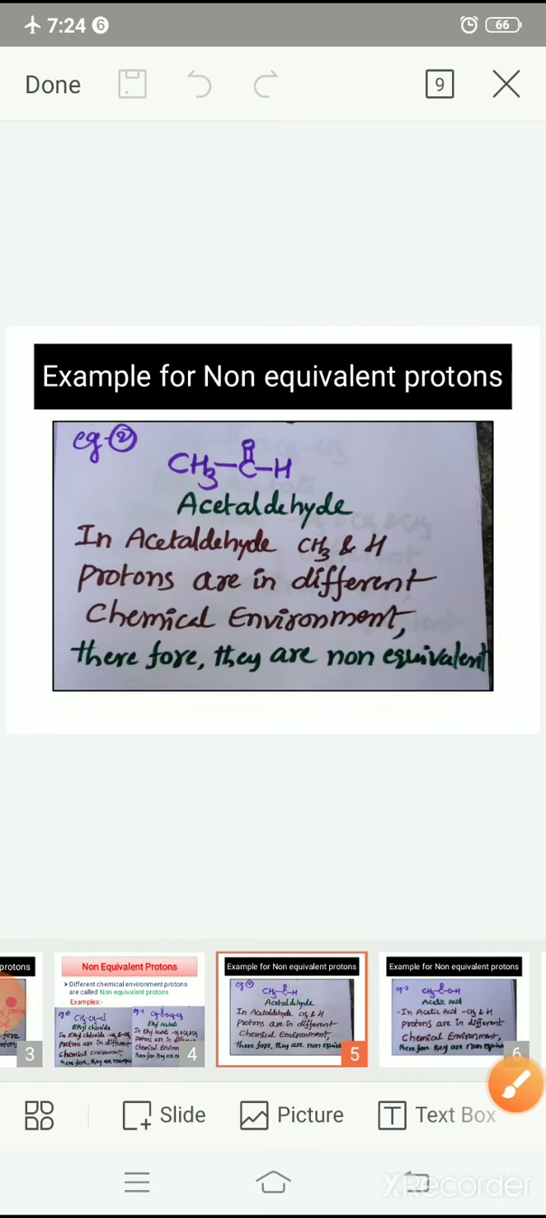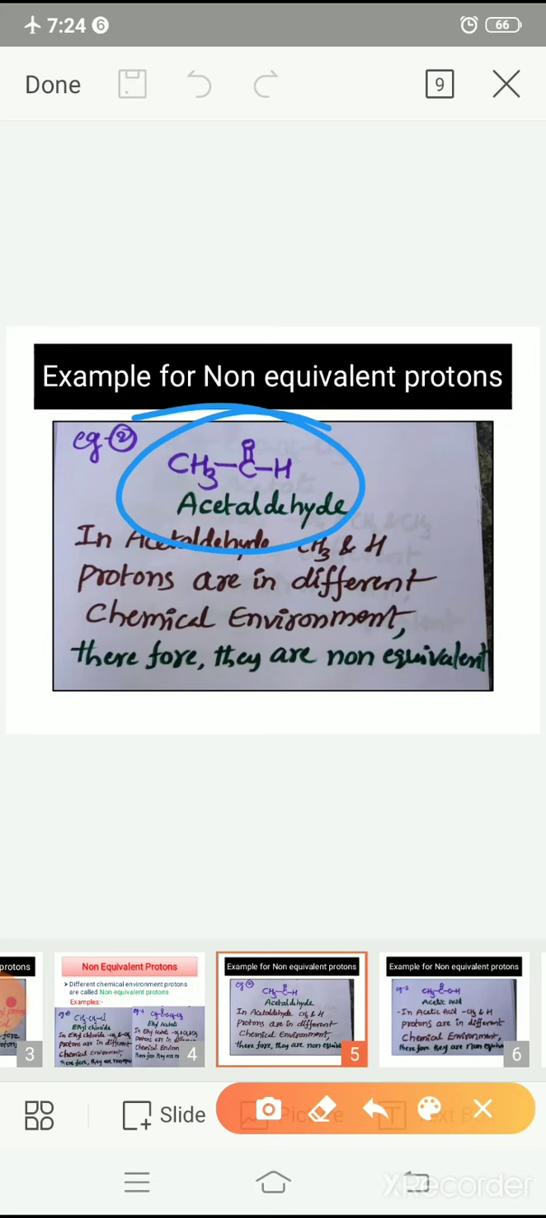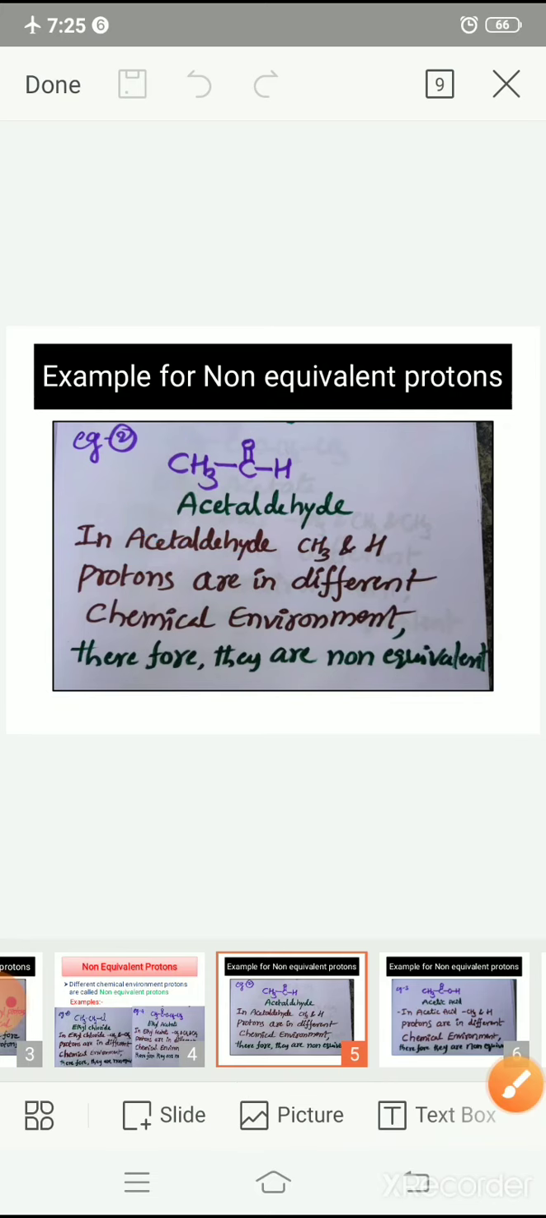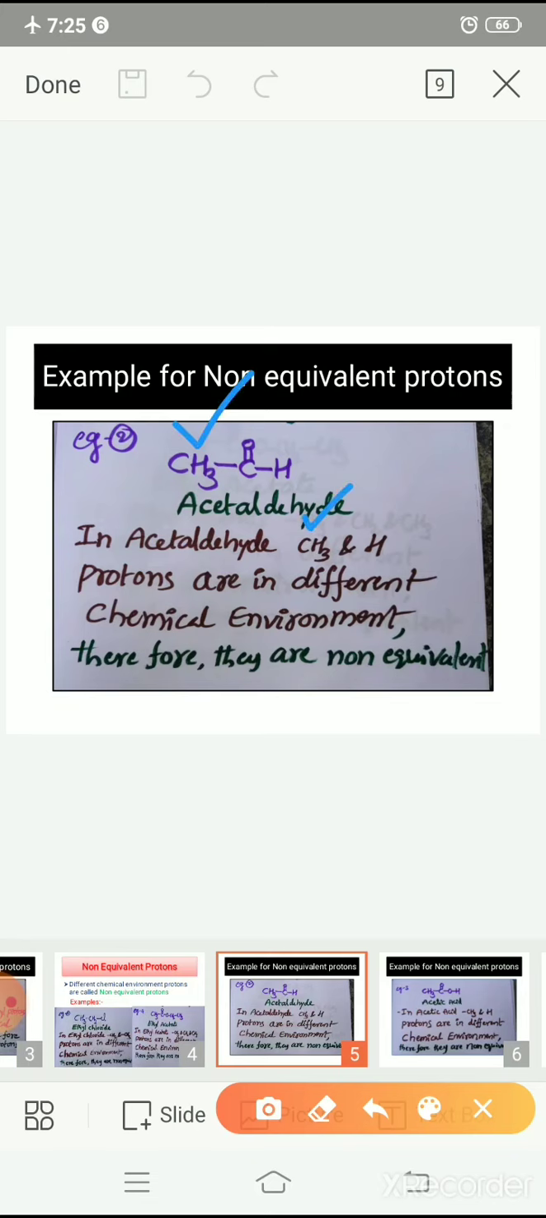And another example, acetaldehyde. In acetaldehyde, CH3 protons are present, and one aldehyde proton. This is the aldehyde proton. In acetaldehyde, the CH3 and aldehyde protons are in different chemical environments. Therefore, they are non-equivalent protons.